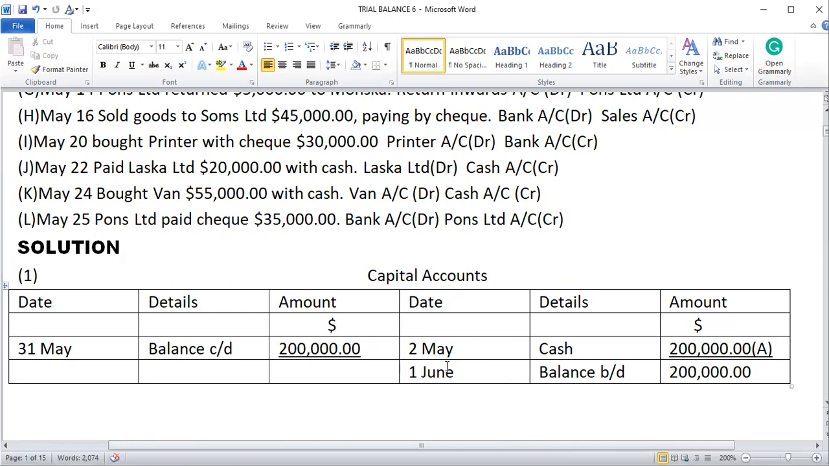200,000. We have the date, which is 2nd May. Details, cash, because the corresponding entry can be found in the cash account. It has been credited with $200,000, and it's the first one, that's A. So let us look at the cash account.